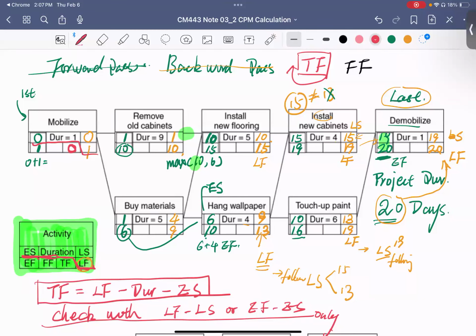I'll do 2 more examples, and then I will ask you to give me an answer. 10 minus 9 minus 1, you get 0. 9 minus 5 minus 1, you get 3.